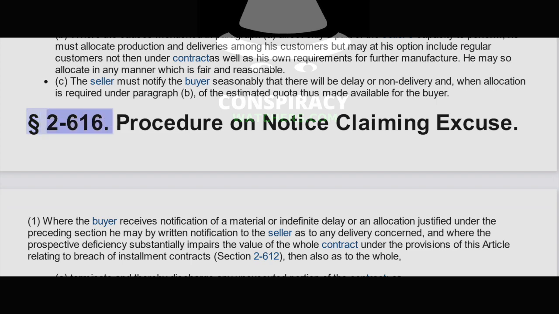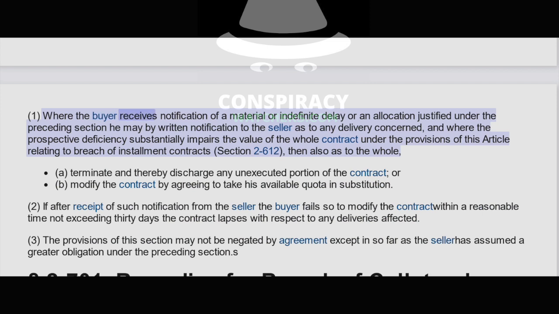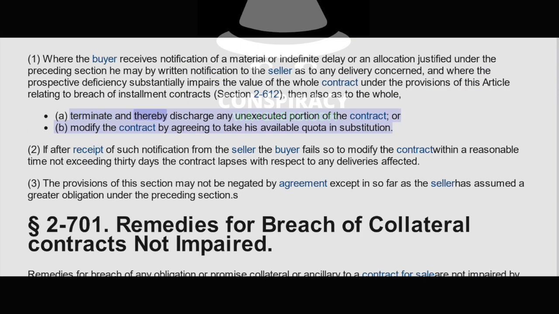Section 2-616. Procedure on notice claiming excuse. Where the buyer receives notification of a material or indefinite delay or an allocation justified under the preceding section, he may by written notification to the seller as to any delivery concerned, and where the prospective deficiency substantially impairs the value of the whole contract under the provisions of this article relating to breach of installment contracts, then also as to the whole, terminate and thereby discharge any unexecuted portion of the contract, or modify the contract by agreeing to take as available quota in substitution.